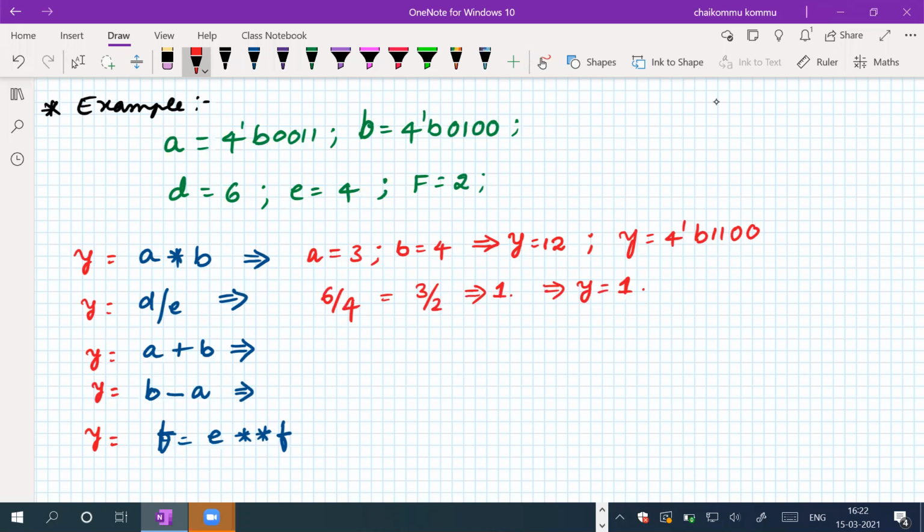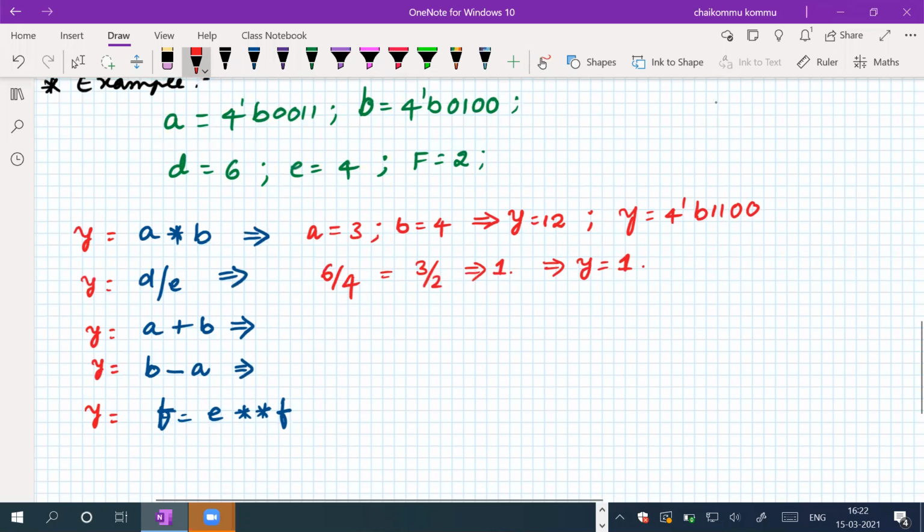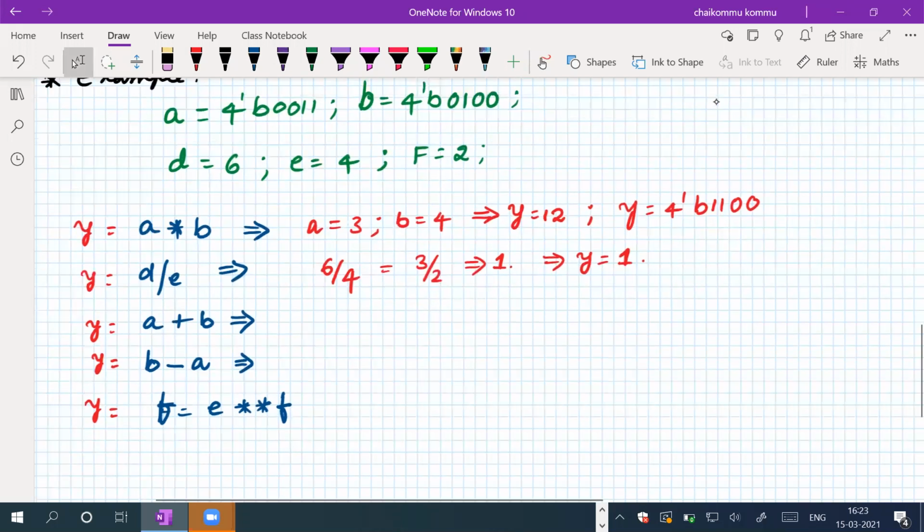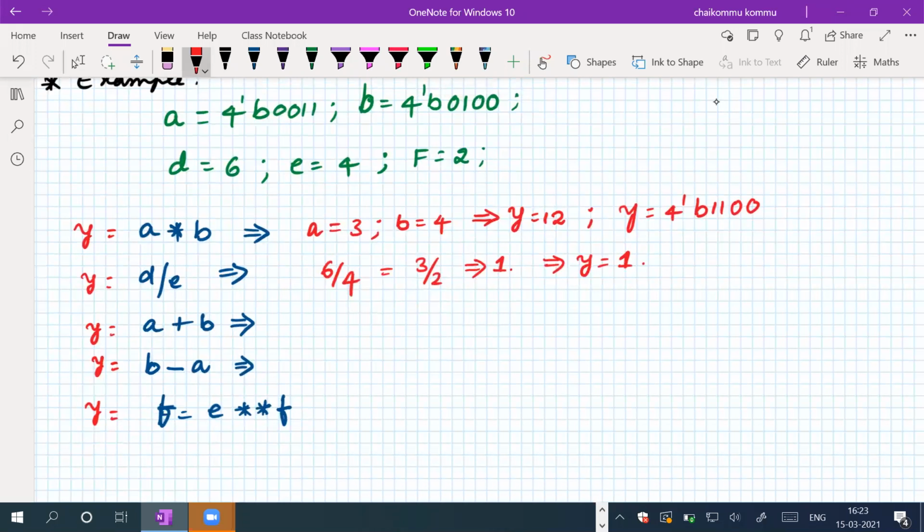Okay. Next, what about A plus B? A plus B stands for the bit by bit addition of the information, right? So for example, A is equal to 0011, and B is equal to 0100. So bit by bit addition gives 0111. So that implies that Y is equal to 0111.